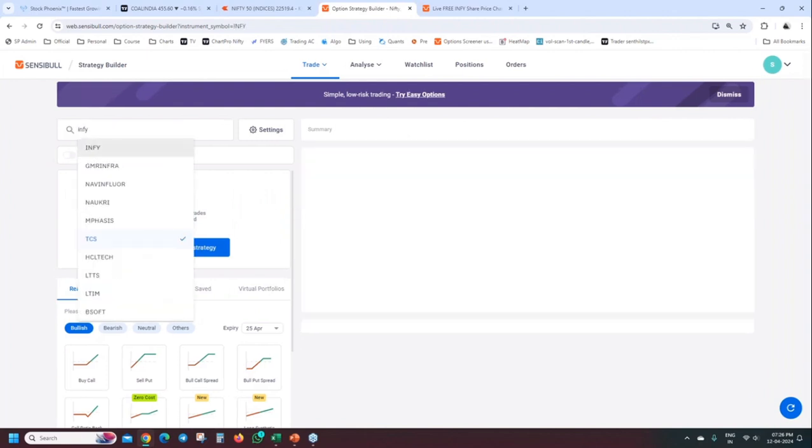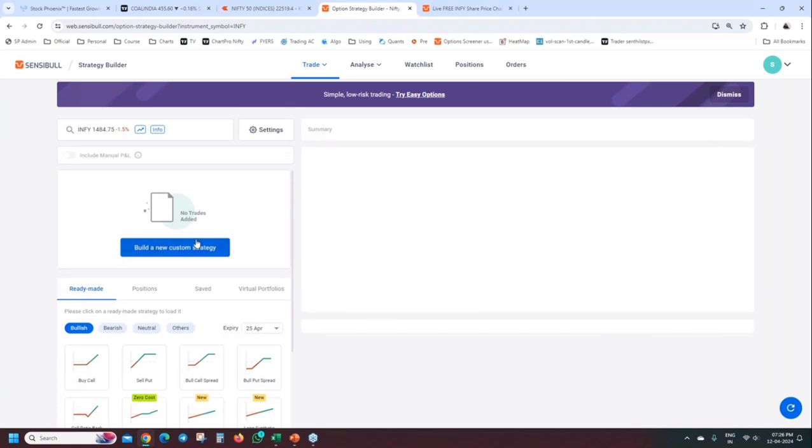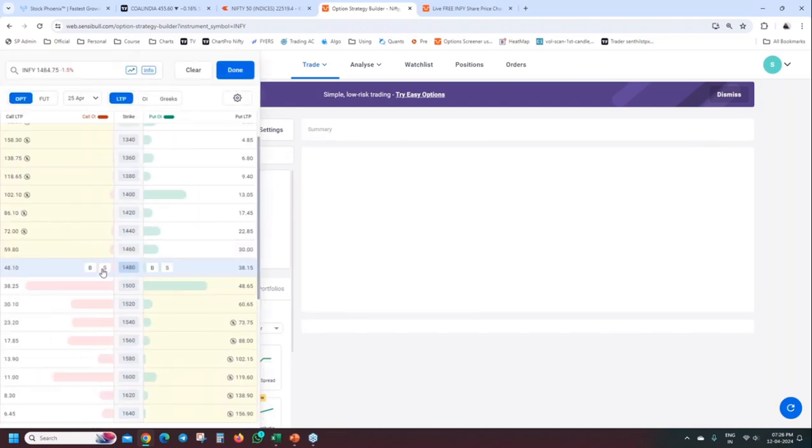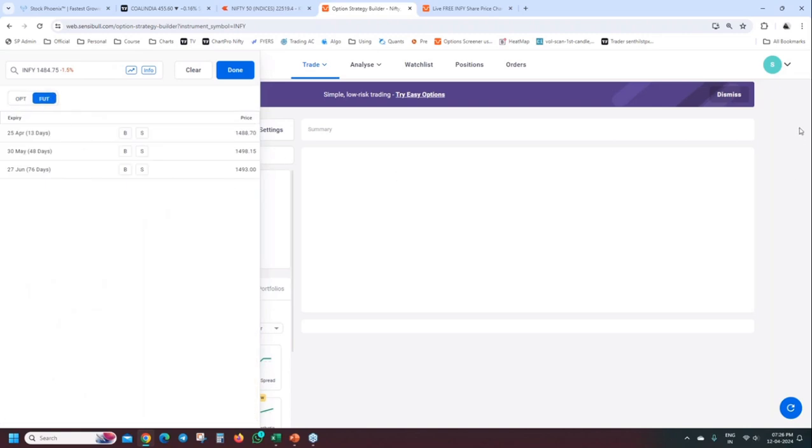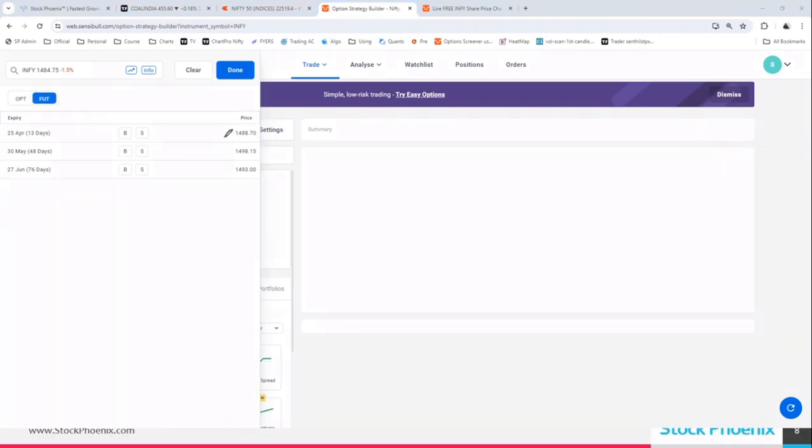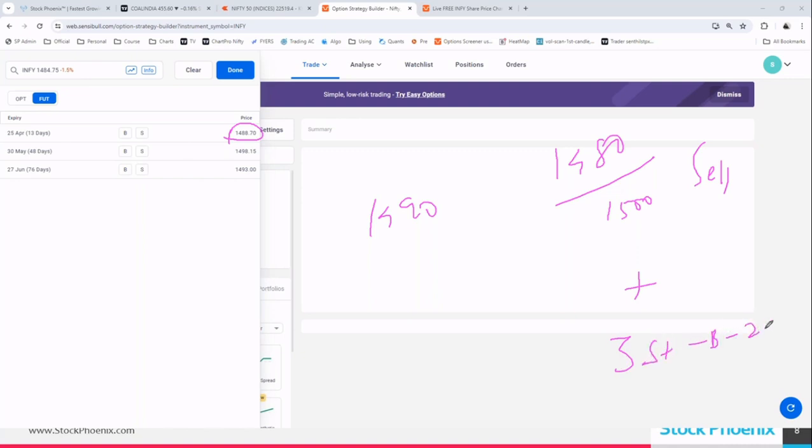In fee, everything is looking right, but the proportions are not matching because the future price is in between, at 1488. So we don't have a strike price at 1490, right? So we are picking 1480 or 1500 for sell, and from there we are taking 3 strikes for buy, 2 lots. Right. So this proportion is not matching.